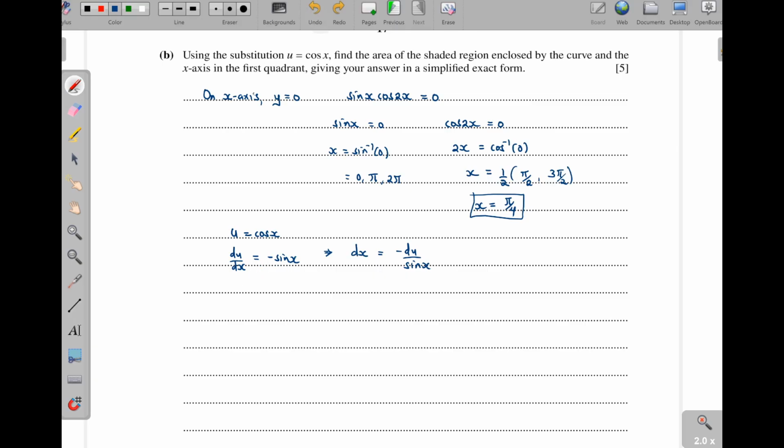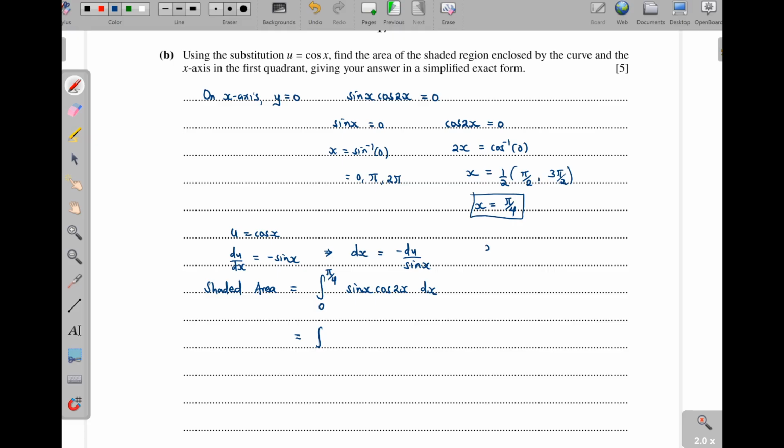As simple as that. Now, our shaded area is equal to the integral we have seen from 0 to pi over 4, and we are integrating the function sine of x times cosine of 2x with respect to x. Then we shall have from 0 to pi over 4. In fact, we can also change the limits.